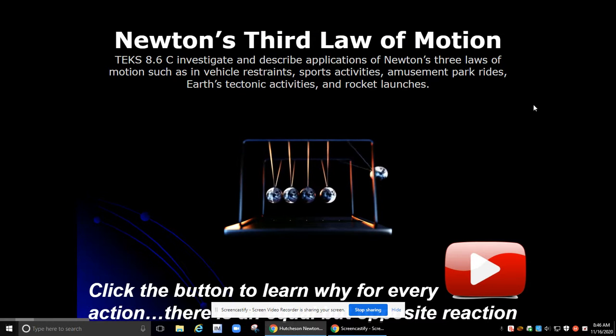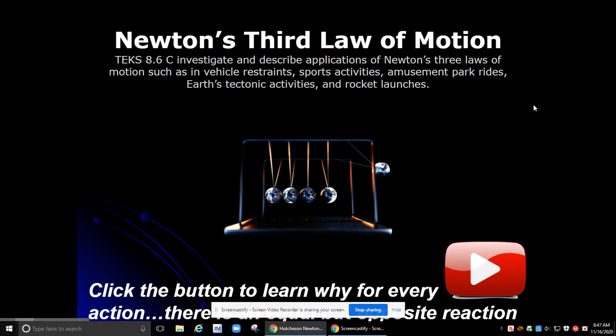We've already talked about his first law, which says that an object in motion will stay in motion and an object at rest will stay at rest until acted on by an unbalanced force. We've also talked about his second law, which says that the force of an object is equal to the object's mass times its acceleration. We've also calculated either the force, mass, or acceleration of an object dependent on the variables given to us in the problem.